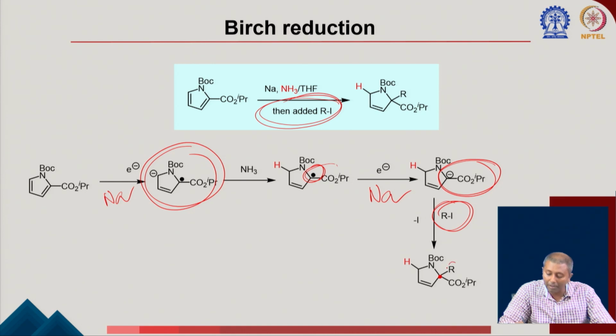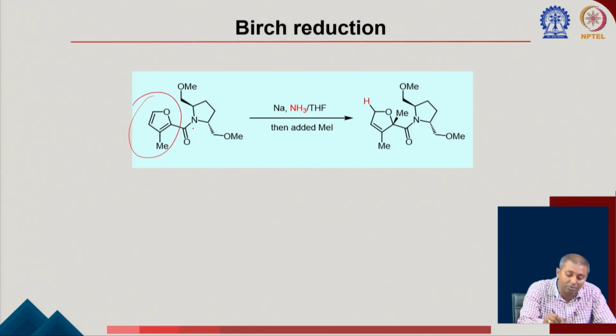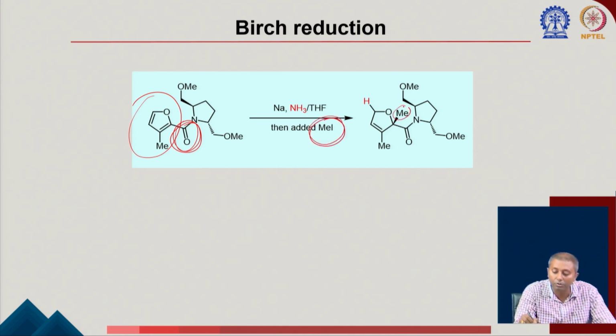Okay, so you have an R, esters, and there is a carbon and there is a nitrogen here, correct? So that means if you have this scenario, you can add an alkyl iodide, and you can also get an alkylation happening at the end. Another example here, first thing is the reduction of this furan ring, and then as you see there is an electron withdrawing group on this side. So that means this radical anion will be stabilized, and that can be alkylated with the methyl iodide to introduce a methyl group here.